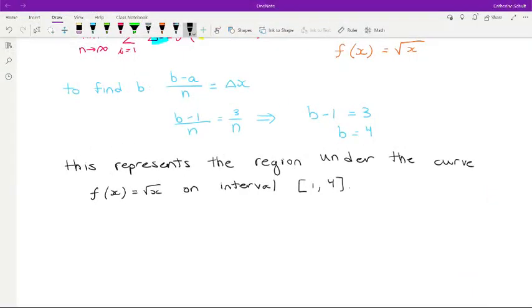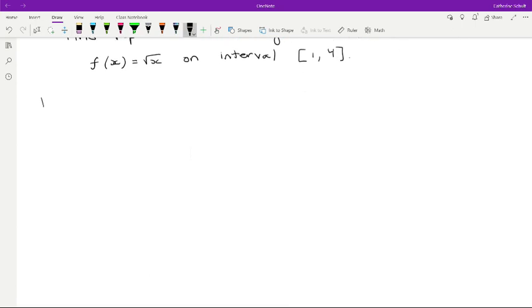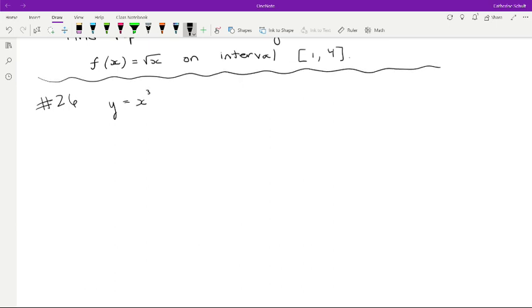All right, so let's go to number 26. And now we actually are going to be evaluating the integral. Number 26 says use the definition to find an expression for the area under the curve y equals x cubed from 0 to 1 as a limit. Okay, so instructions are important. They want us to use the definition that we just used before to find the area as a limit.